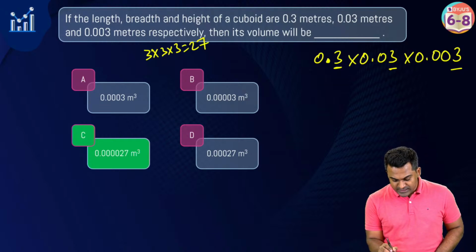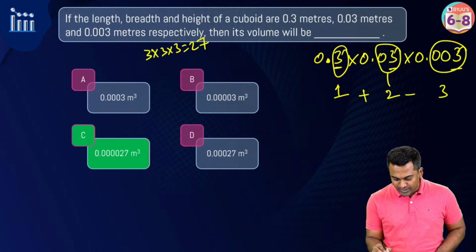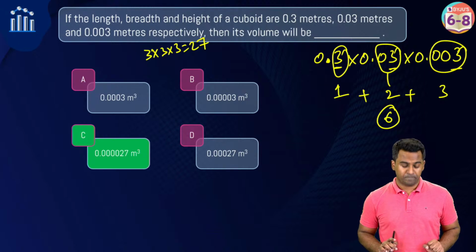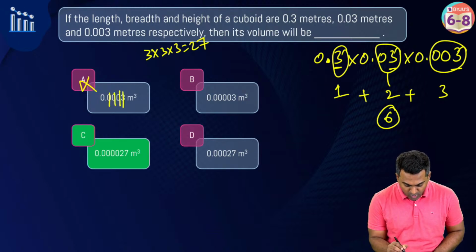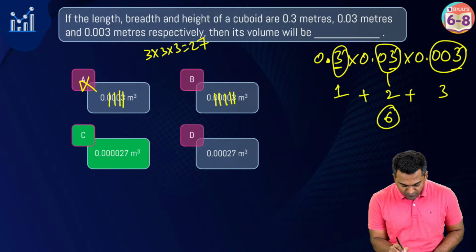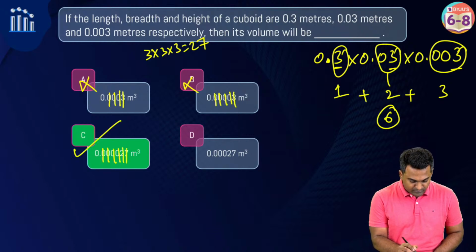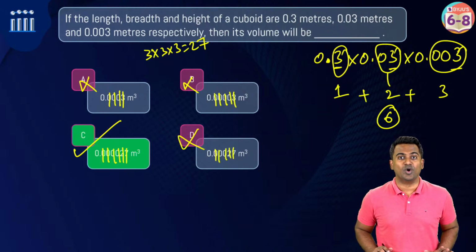After the decimal, how many digits are there? 1. After the decimal, 2. After the decimal, 3. Add all of them. So after the decimal, 6 digits should be there. Right? Here, how many digits are there? 1, 2, 3, 4. That's why wrong. 1, 2, 3, 4, 5. Wrong. 1, 2, 3, 4, 5, 6. Correct. That's it. Here, 1, 2, 3, 4, 5. That's the reason why it is wrong.